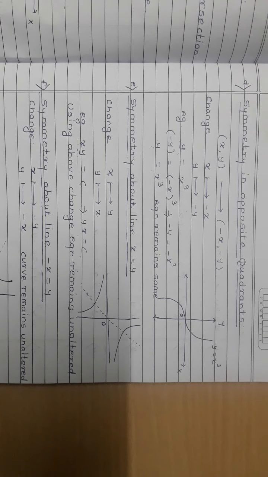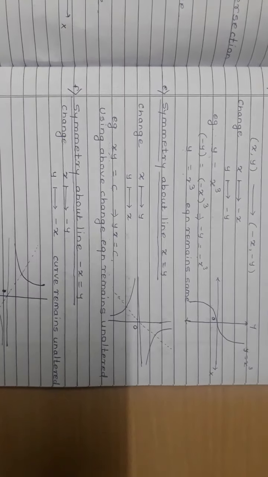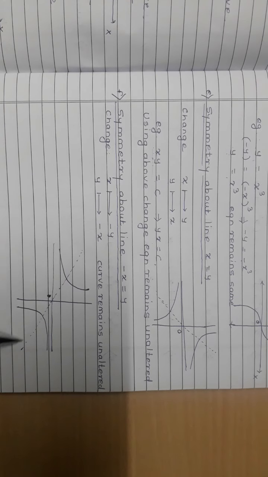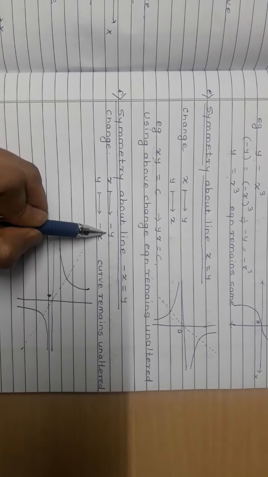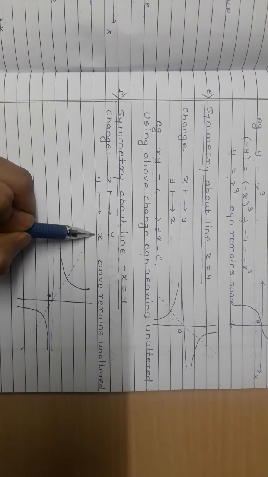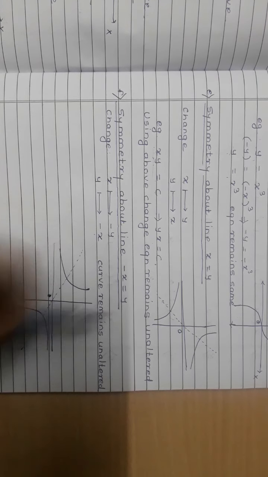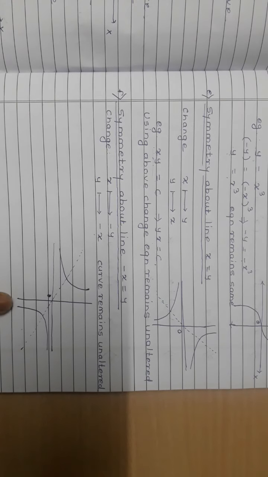And the other way is when I want to find out whether it is symmetric about minus x is equal to y line. So similarly I'm going to change x by minus y, y by minus x. So in this case, if equation remains unaltered, then in that case we are going to have symmetry about minus x is equal to y line, and the example is like this, right?